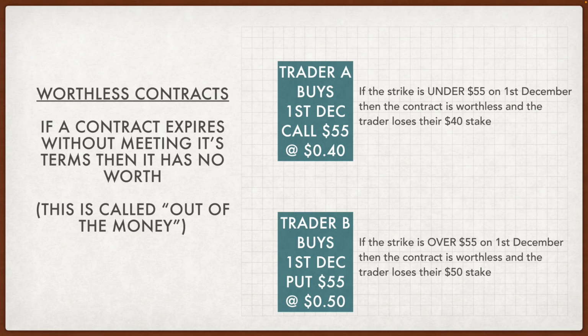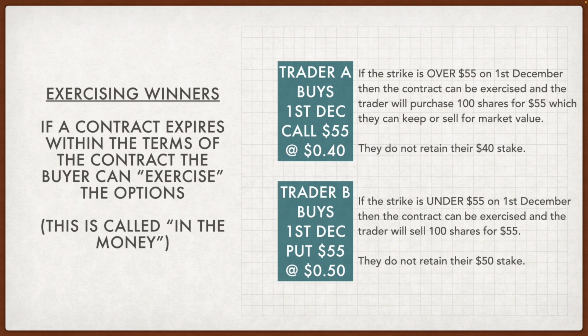So, on expiration day, let's say the stock that these traders are trading options from is under $55 on the 1st of December. Then Trader A loses the $40 that he bought the contract for because the contract terms were not met. Likewise, if the stock is over $55 on the 1st of December, then the contract is worthless and the trader loses their money as well.